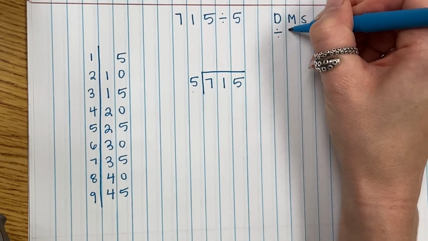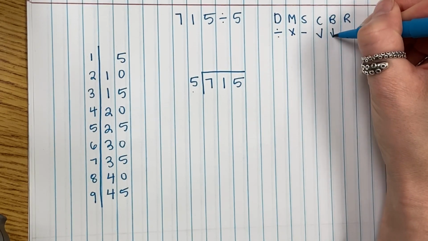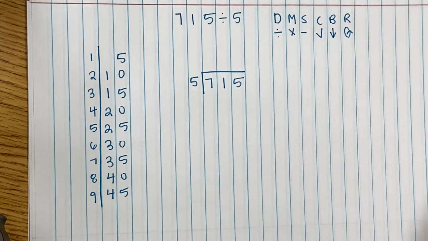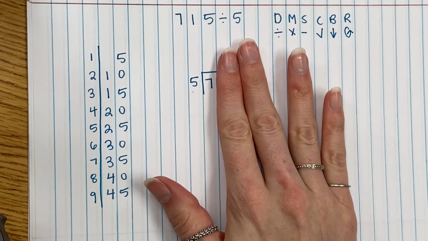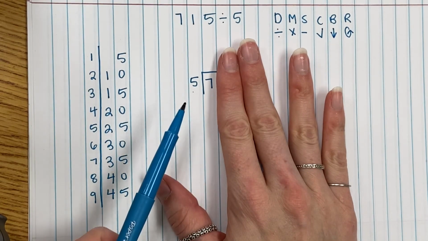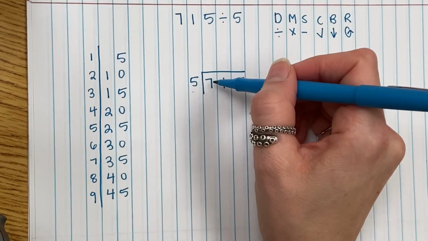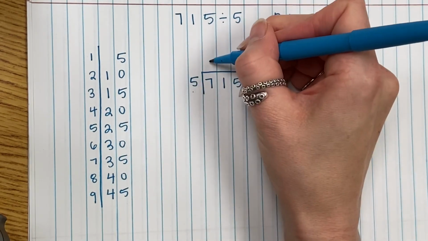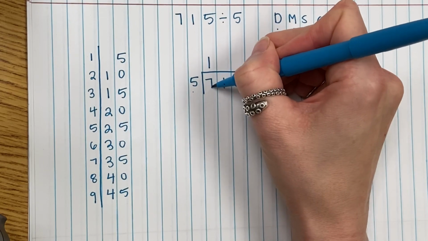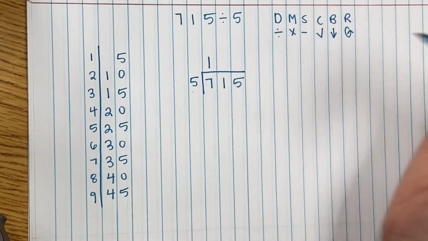I'm going to divide, multiply, subtract, check, bring down, and repeat. So I'm first going to start with division. I'm going to start in the hundreds place. So I need to figure out how many times 5 can divide into 7. So 5 can divide into 7 one time. So I'm going to put my 1 above the digit that I'm dividing into. So it's going to stay in the hundreds place.